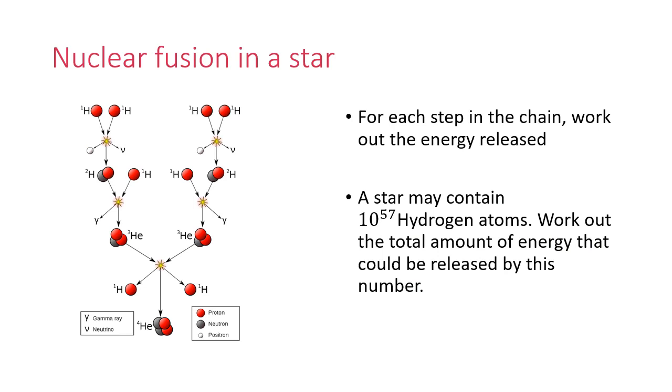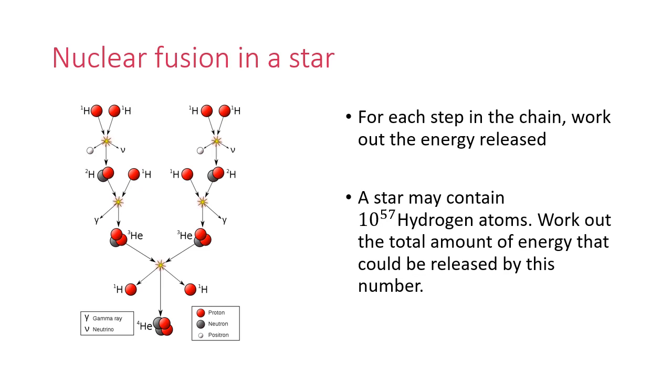In a star, we have a whole sequence of nuclear fusion reactions. So two hydrogens will fuse together and form a deuterium atom. That will fuse together with another hydrogen atom to form helium-3. And then two of those helium-3s will fuse together and give off two hydrogens and one helium-4.